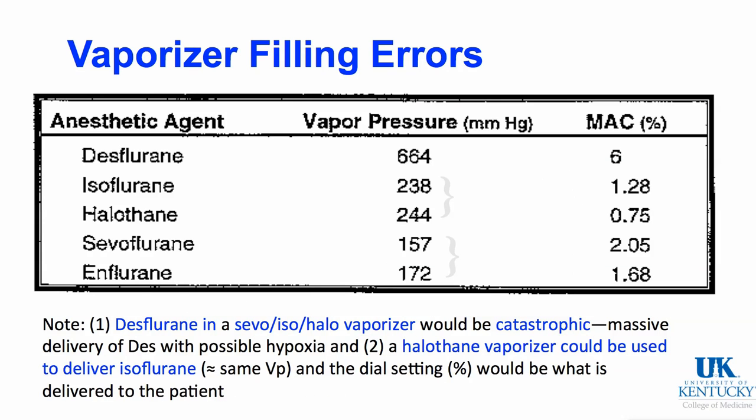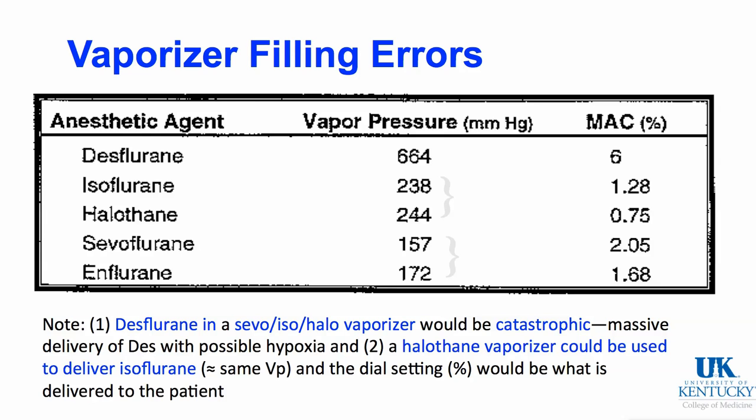Now you can make errors in vaporizers when you fill them. Now this is much less common than it has been in the past because of the special caps that are used in the filling apparatus used to put the liquid into the vaporizer. But several things that you do need to know: if you're thinking about vaporizer filling errors, you should think about what's the agent, what's the vapor pressure, and what's the MAC of the agent.